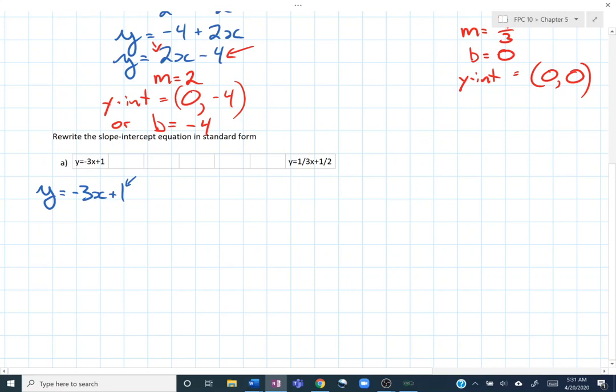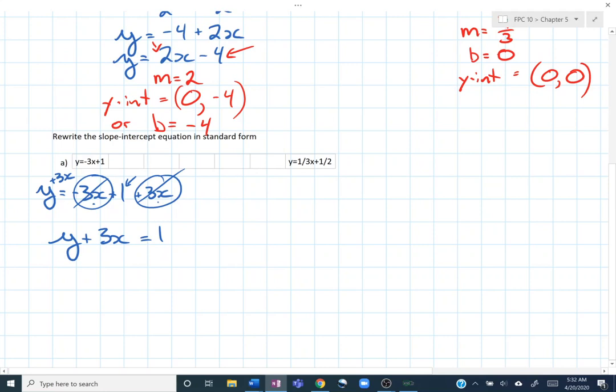So we want to get this 1 all by itself. The only thing on the same side as the 1 is the negative 3x. So I have to get rid of the negative 3x. The opposite of negative 3x is positive 3x. And negative 3x plus positive 3x is 0. And I have to do the same thing to the left-hand side. I end up with y plus 3x is equal to 1.